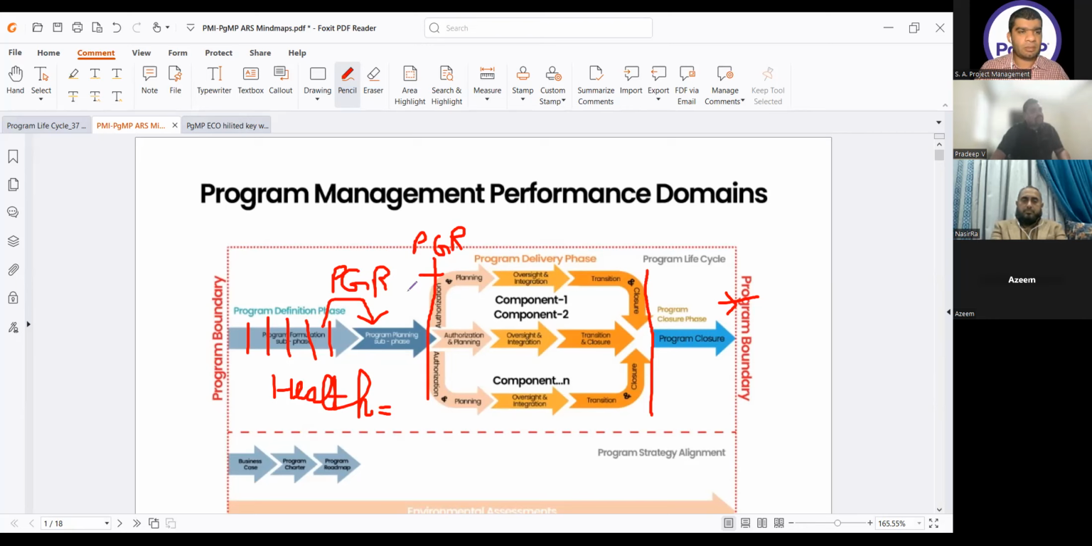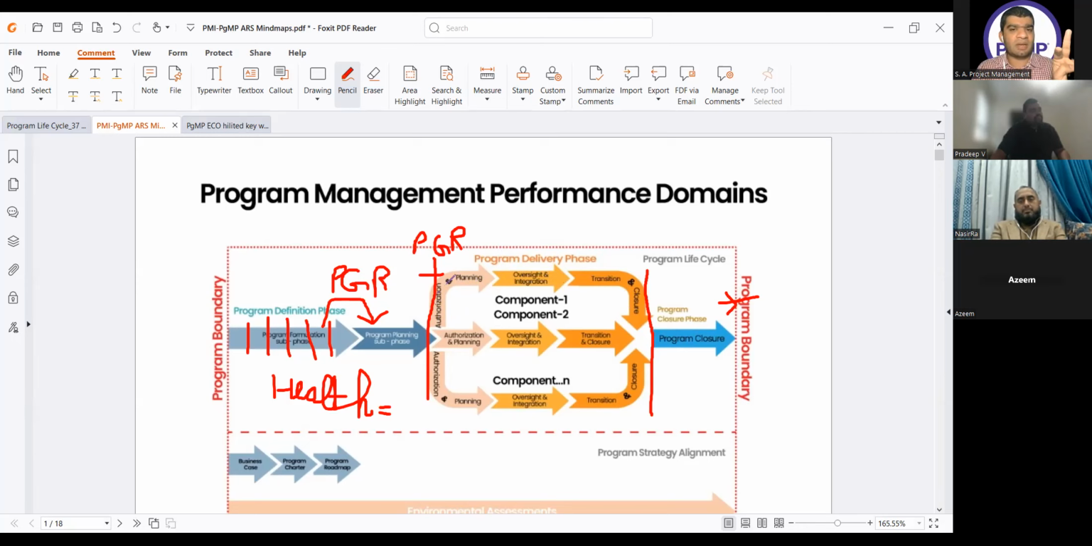So we have to do that for every component, is what you are saying. Yes, for every component, because we had three sub phases in that program delivery phase: component authorization and planning, component oversight and integration, component transition and closure. These are actually the three sub phases of every component under the program delivery phase, right? So whether it's a sub phase or a phase, it has to make a transition.